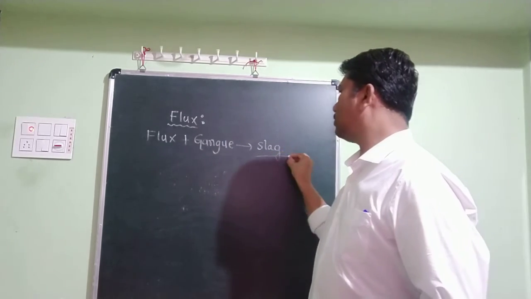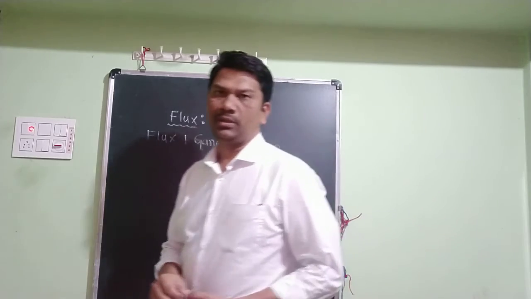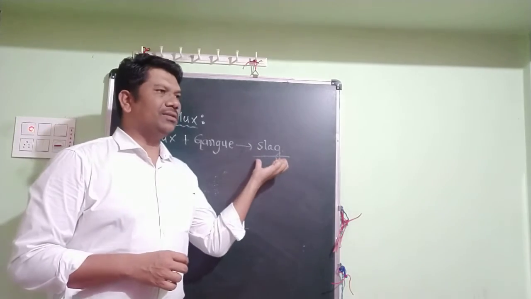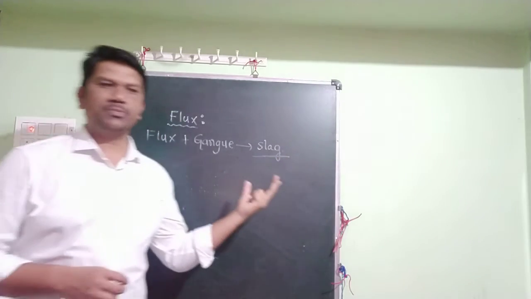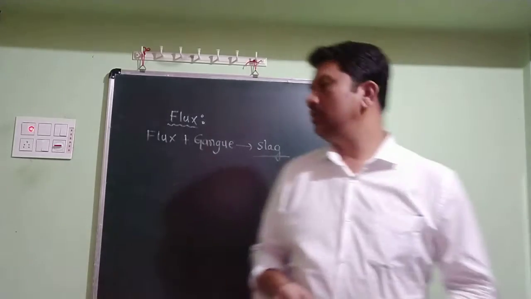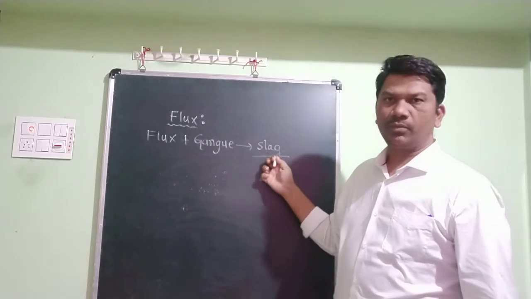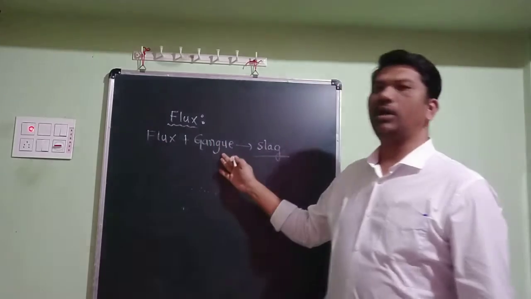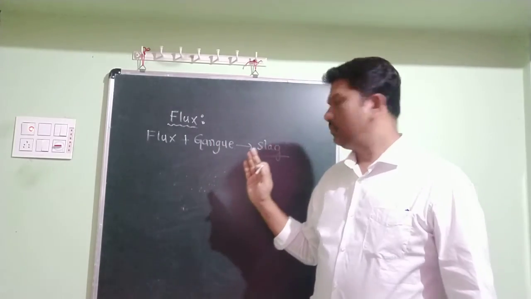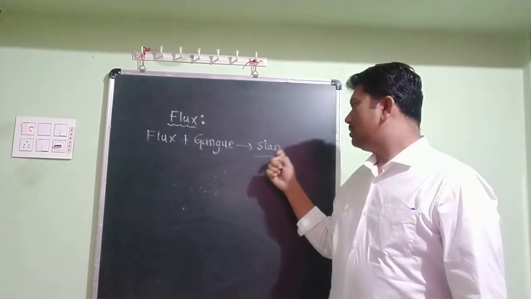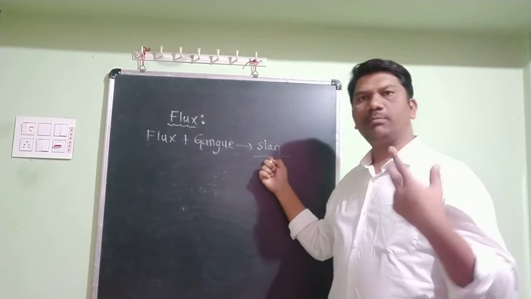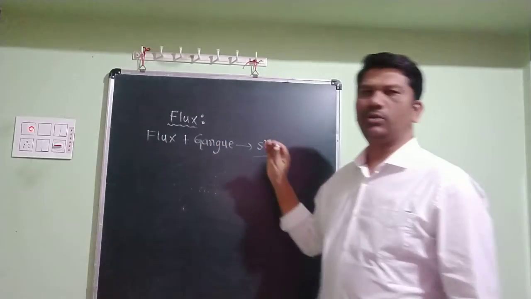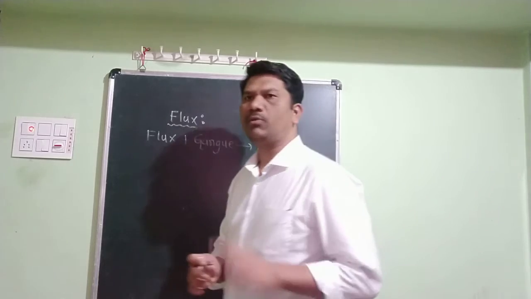Suppose if anybody asks the question, what is slag? So you can define slag also here. Slag is the waste product, or you can call it a byproduct, formed by the combination of flux and gangue during smelting. So our main intention is, what is flux?